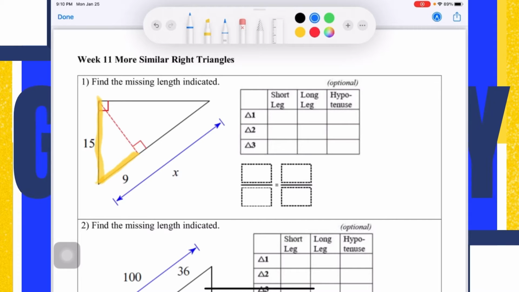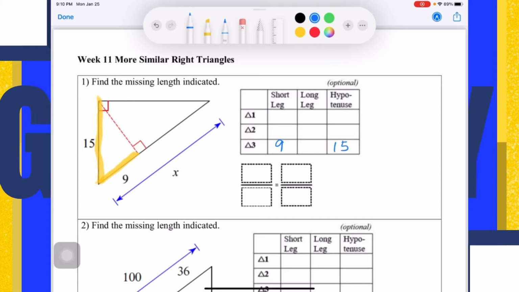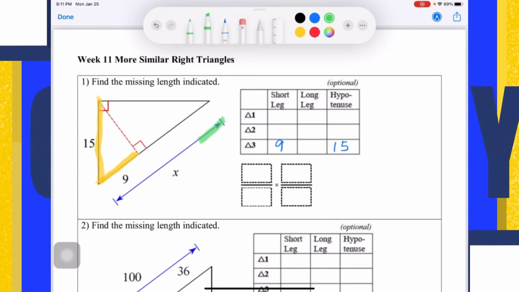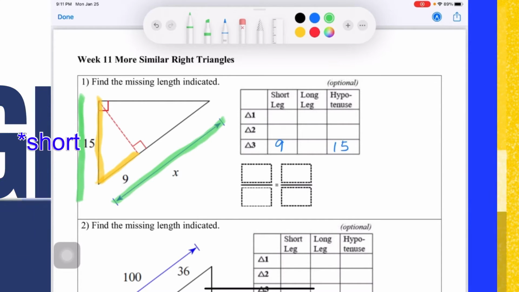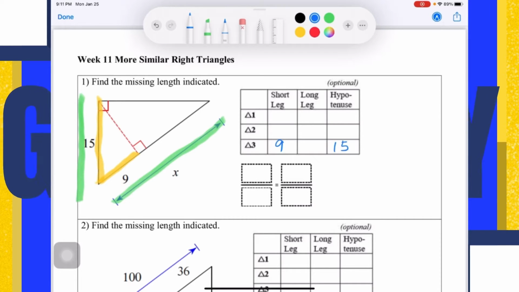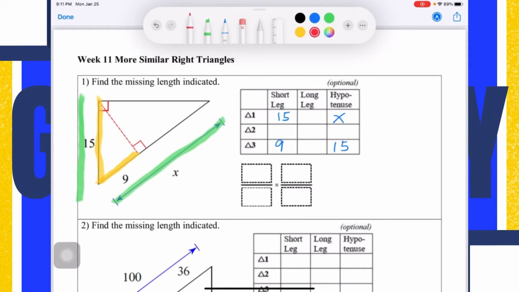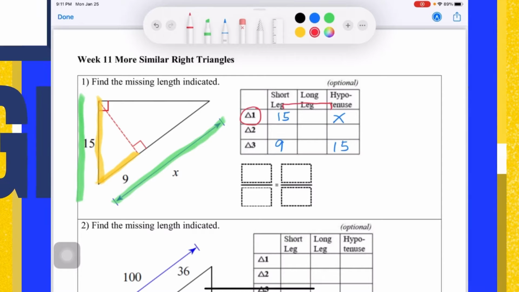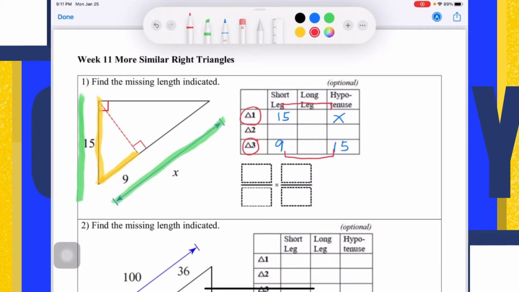Triangle 3, the short leg is 9 and the hypotenuse is 15. While this triangle, which is triangle 1, has a hypotenuse of x and a long leg of 15. So I'm going to go ahead and write those down on my chart. Now, when you're setting up your proportion, you may compare the parts of one triangle equals the same parts of another triangle. So I will be comparing short leg to hypotenuse.